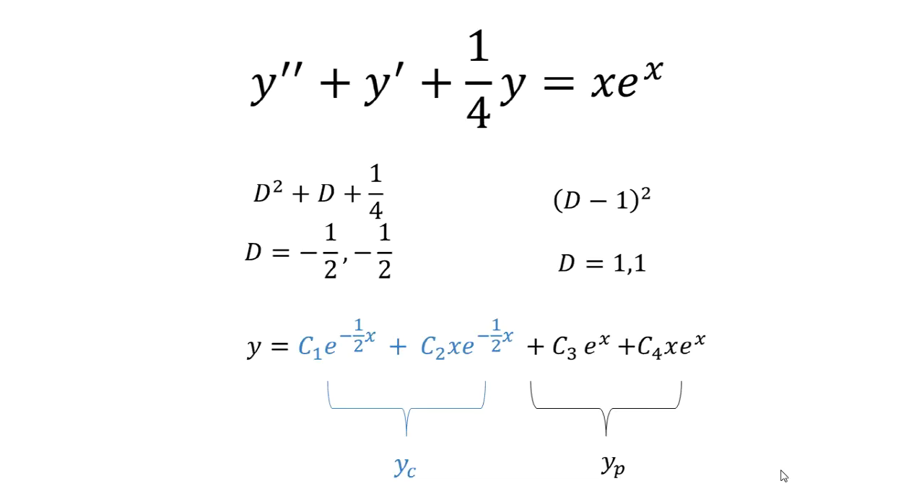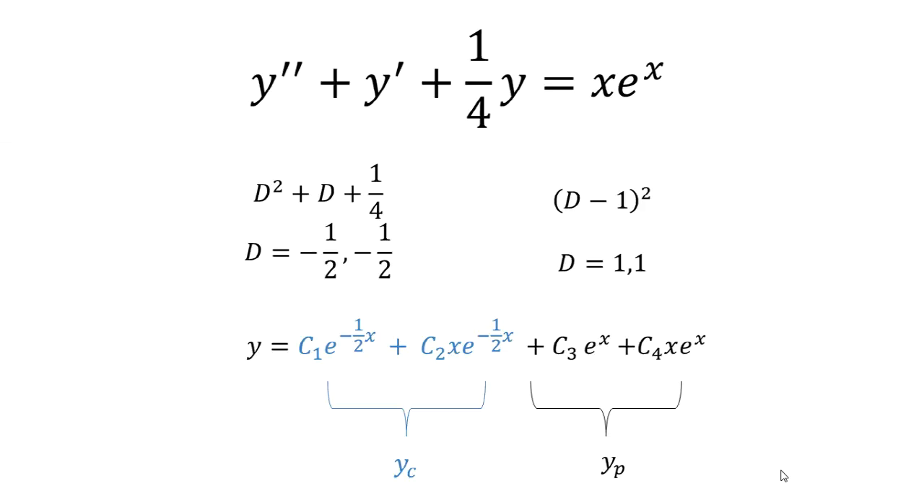Alright, let's continue solving the example. After we get the values for D, we will substitute those values into the auxiliary equation. In this case, the values of D are repeating, so we will set up our equation as y equals c1 e to the power of negative 1 over 2x plus c2 x times e to the power of negative 1 over 2x plus c3 e to the power of x plus c4 x times e to the power of x. The first two terms are our yc. c3 e to the power of x plus c4 x times e to the power of x is our yp. This is not our final answer yet.